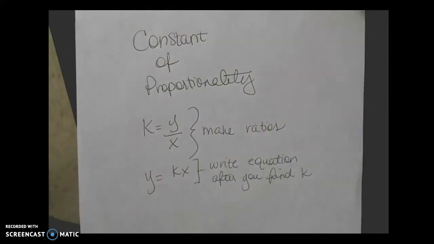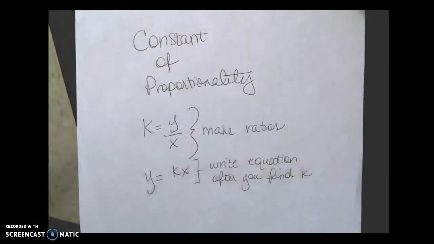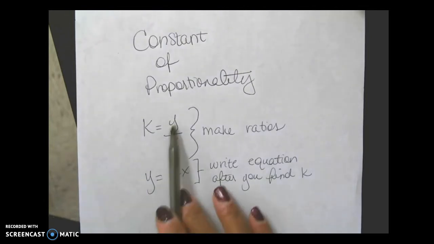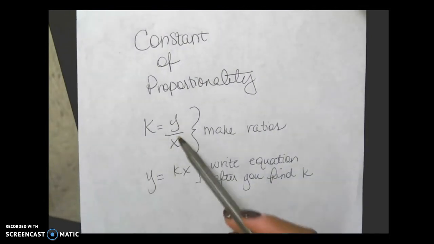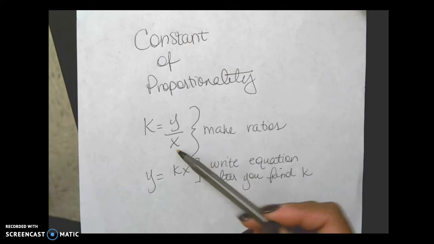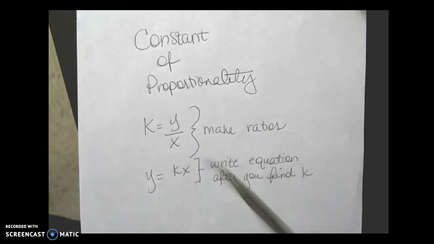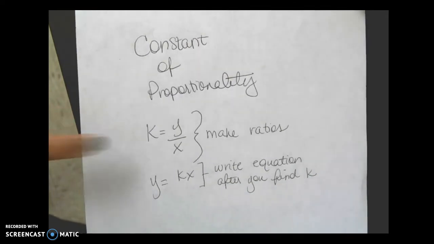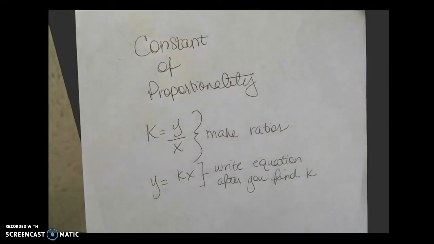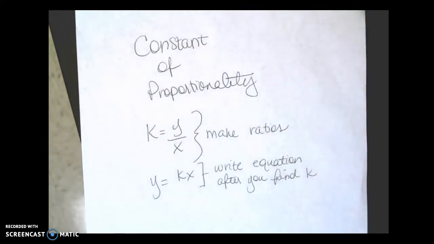So, the constant of proportionality assignment that you were supposed to do. K equals y over x. This is a constant ratio of y to x. You took notes on this a while back, and it was in a blue or colored foldable. Hold on, let me go get those notes.